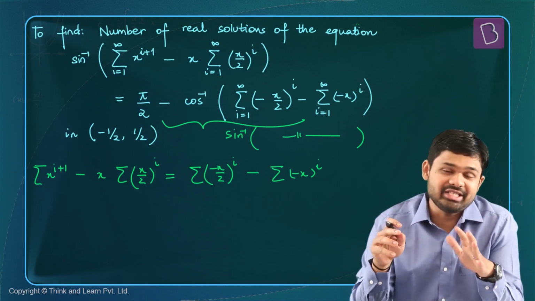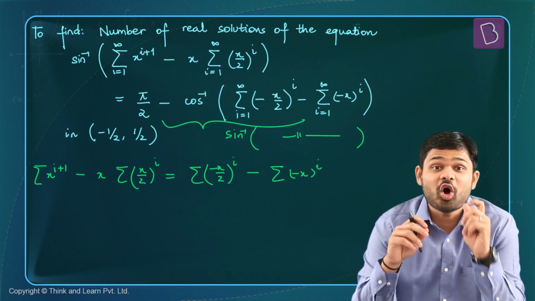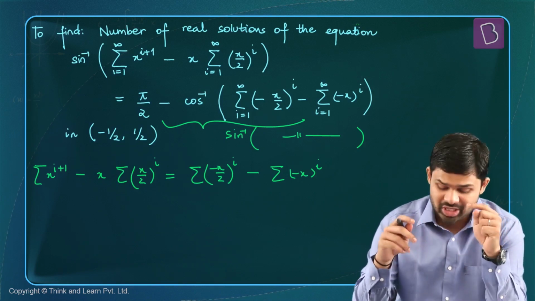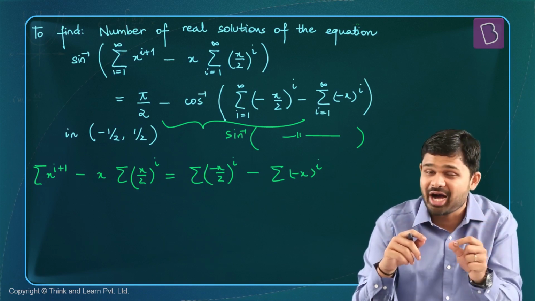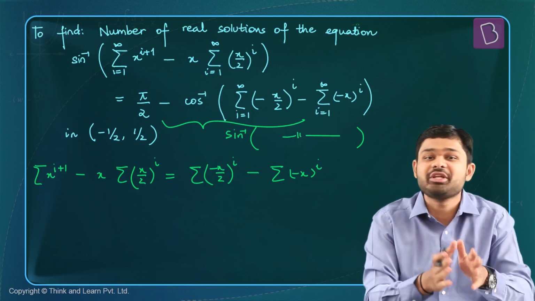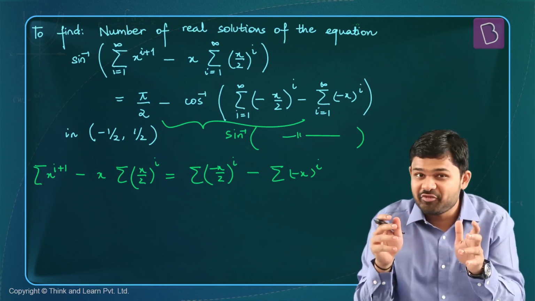The next trick is to actually solve these summations. You will use the trick of geometric progression. So all of these are infinite geometric progressions. And remember, your x is in the interval (-1/2, 1/2). So these are infinite GPs with the magnitude of the common ratio less than 1. So you can solve all these using the infinite GP concept.